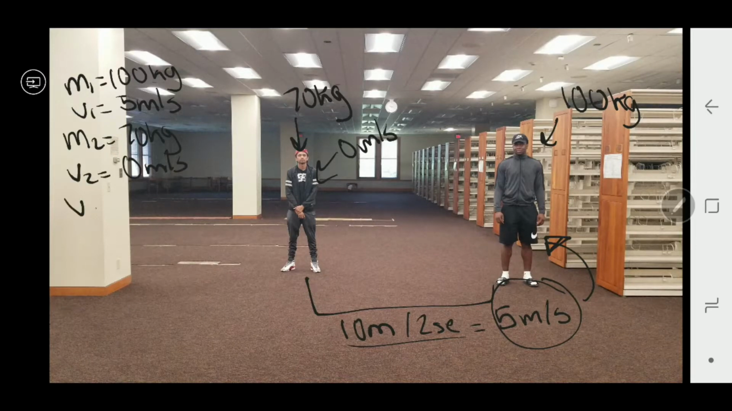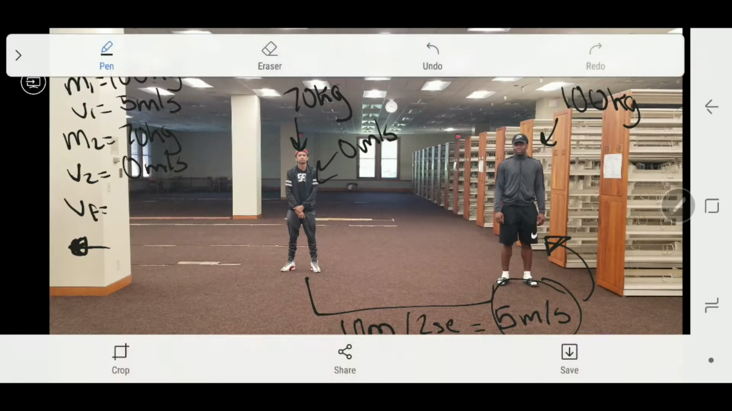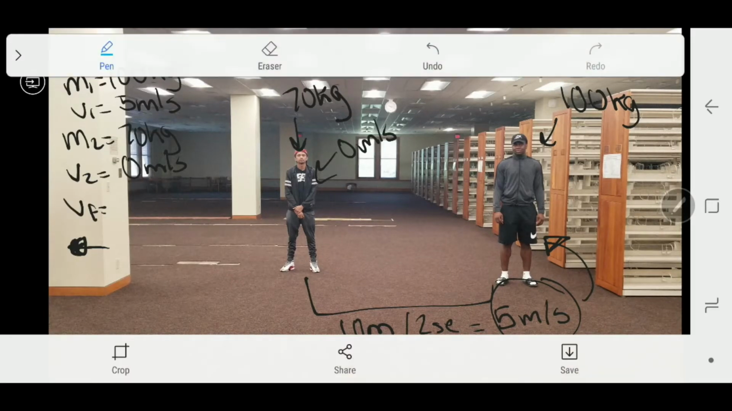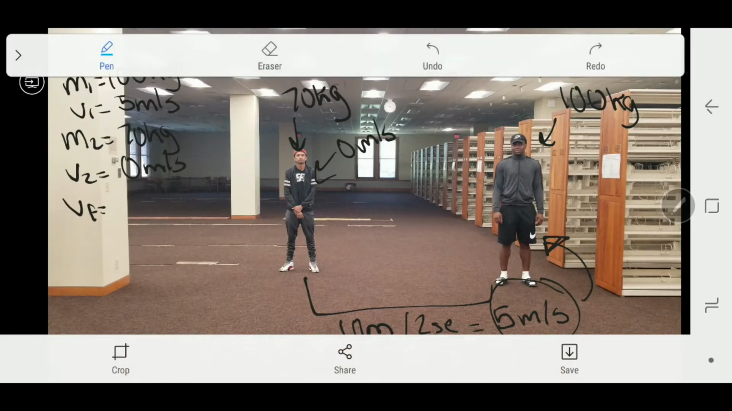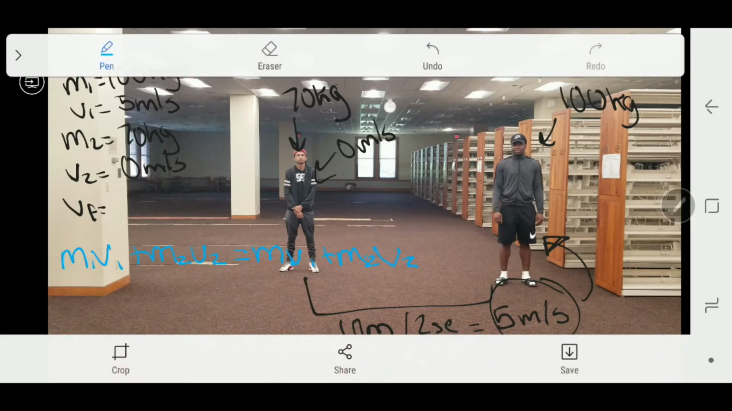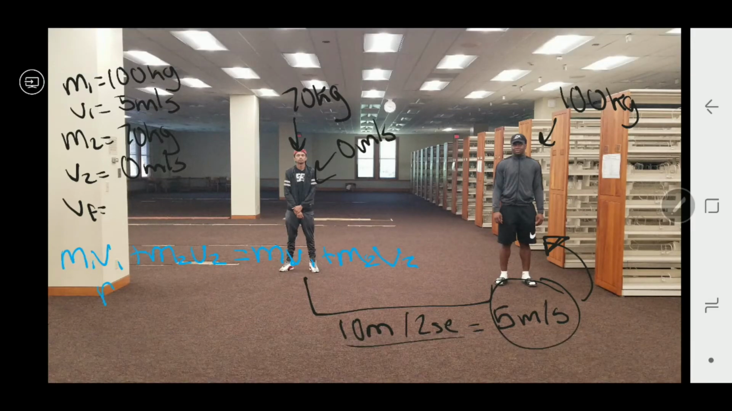So what we're trying to find is the final velocity in that direction. So the equation we can use for this one, the general equation, would be M1 V1 plus M2 V2 equals M1 V1 plus M2 V2. Now to find the final velocity, we take M1.